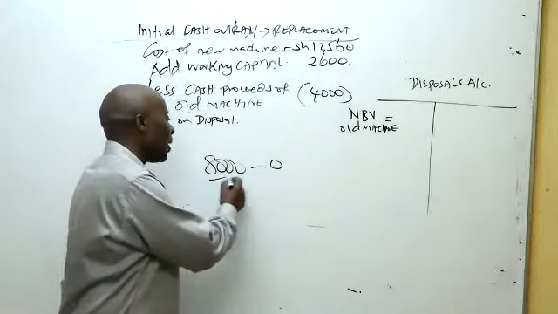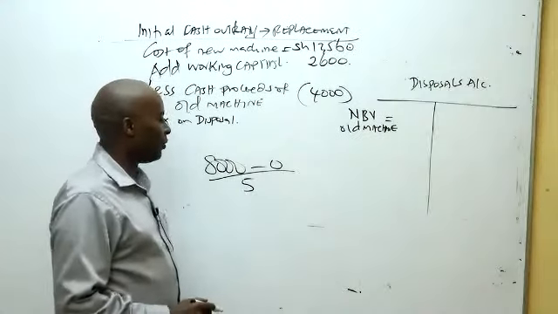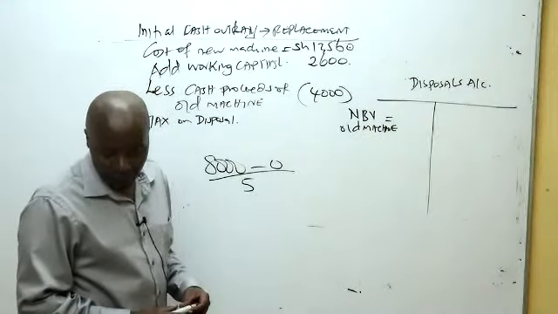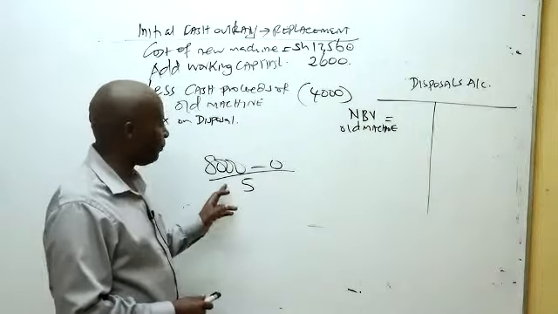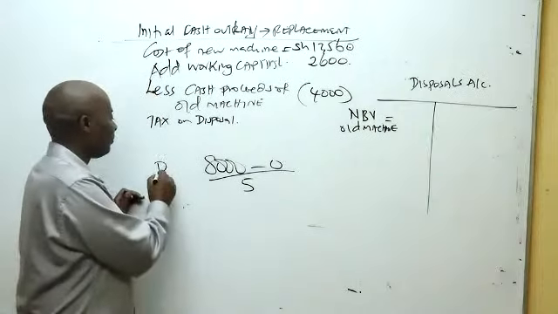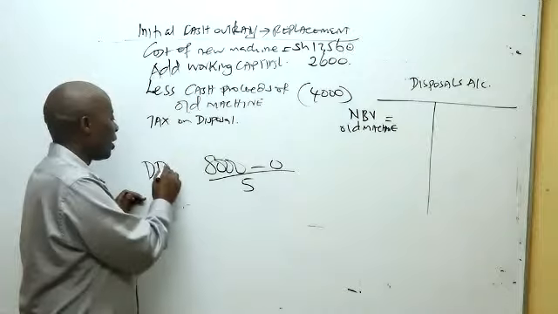So divided by what year? 5 years. Divided by 5 years. Could you kindly give me this figure? This is depreciation per annum.